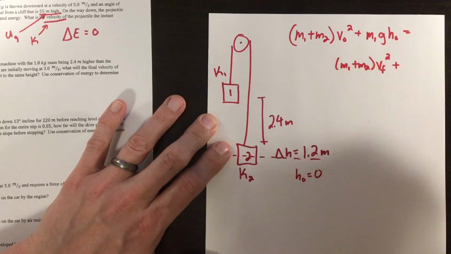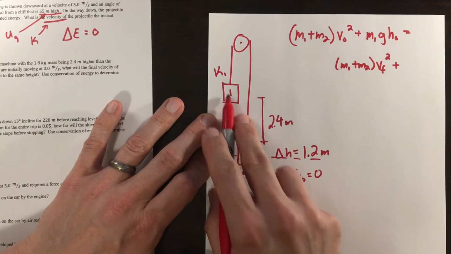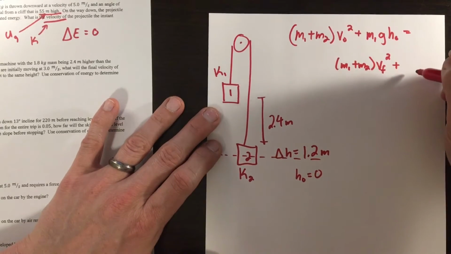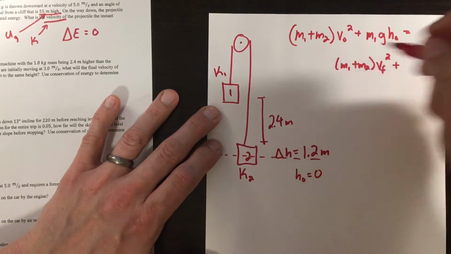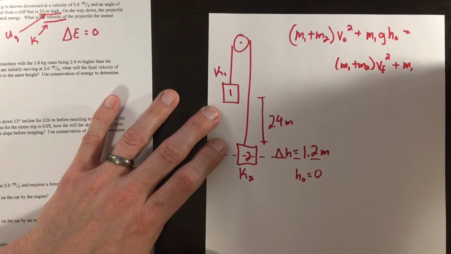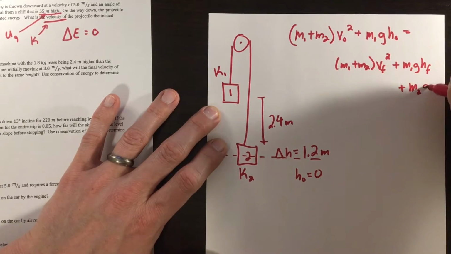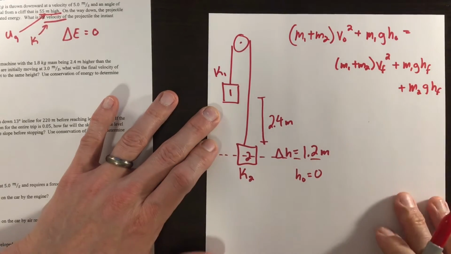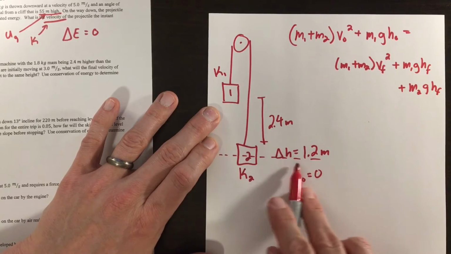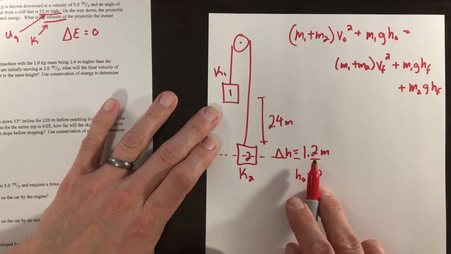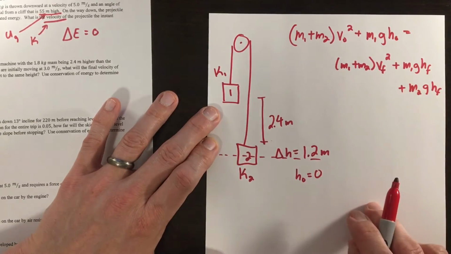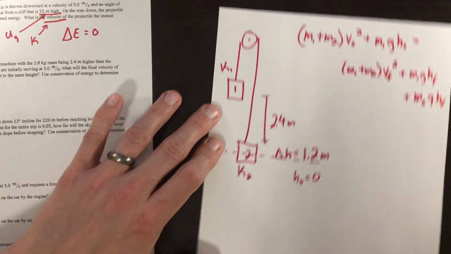And then we go ahead and figure out, let's see, both of these together are going to have the same height. So we've got mass 1 times gravity times the final height plus mass 2 times gravity times the final height. Both of them are going to have the same height. It's going to be 1.2 meters above. Okay, so this is our conservation of energy equation. All right, so let's go ahead and start plugging in numbers.